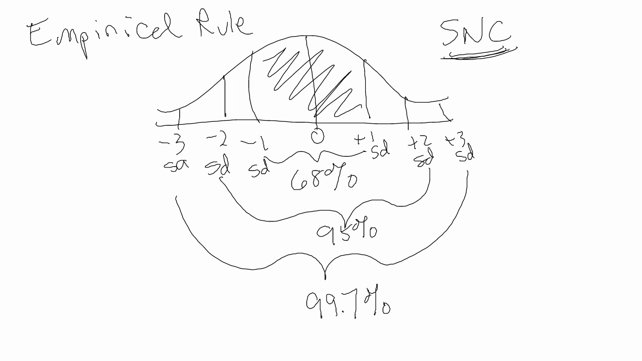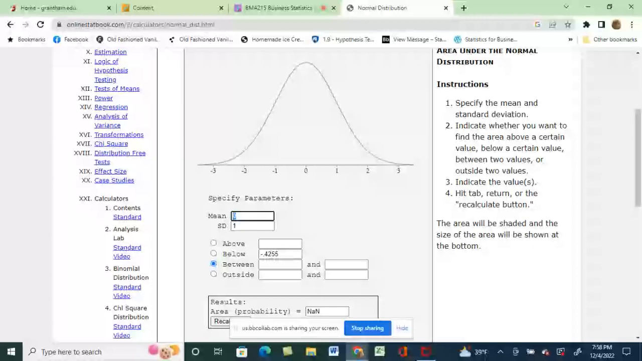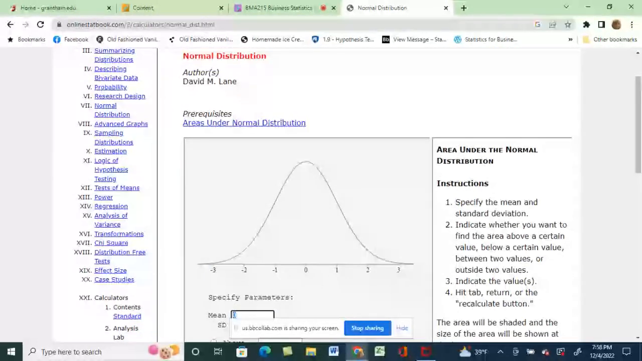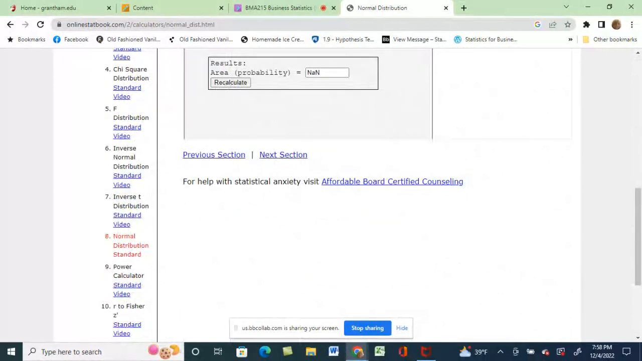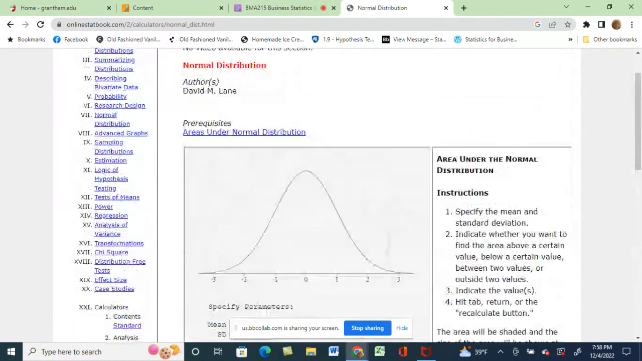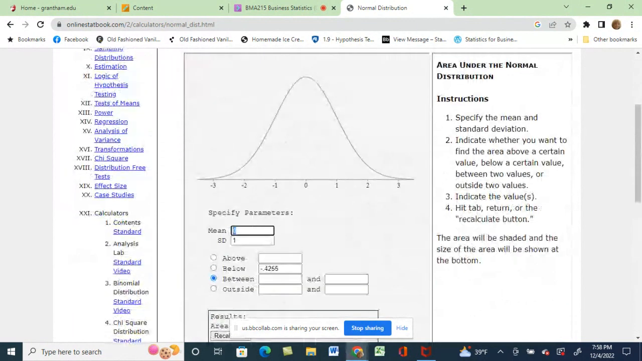Also, okay, I want to show you that calculator. So let me show you that on a calculator. I'm going to share my screen. So this is the calculator on the assignment. And notice it says normal distribution. It's number 8 on this left-hand side. We're going to use some of these other calculators too, but number 8 is the normal. And the reason I like it is because it has our normal curve picture.